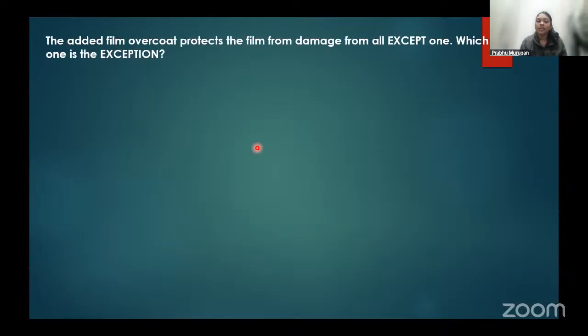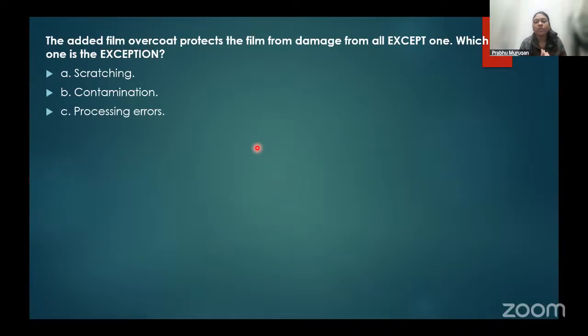All right. So the next question, the added film overcoat protects the film from damage from all except one. There are four options given for you. First thing is scratching. Yes. Mechanical scratching, it is going to prevent any kind of mechanical damage. Contamination. Yes. When you're going to place the film within the processing solutions, it has to prevent any kind of contamination. Processing errors, obviously not, right? So when you're processing it, there is not going to be any kind of change from the overcoat. The overcoat does not have any kind of interference with the processing errors. So option C should be the answer.